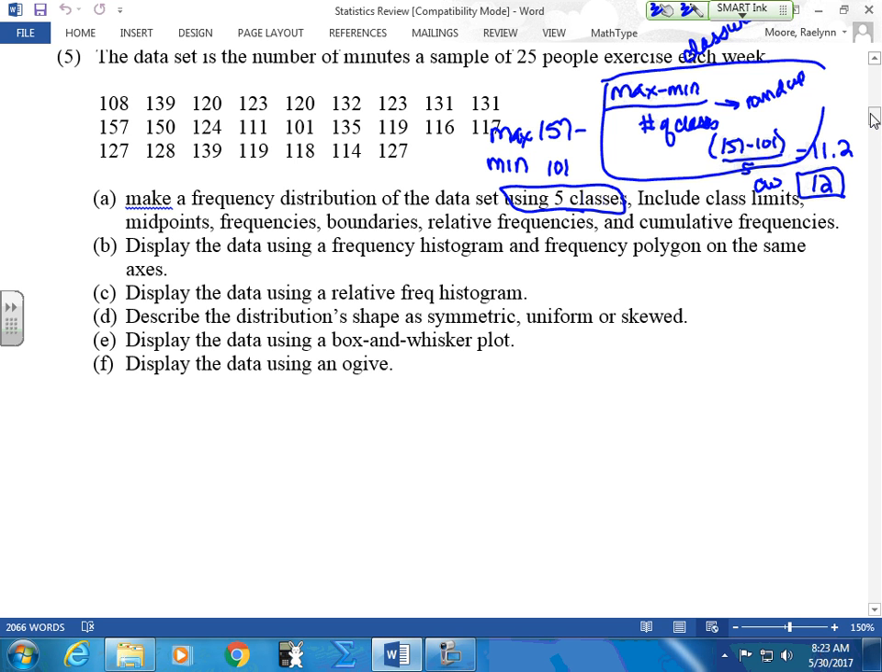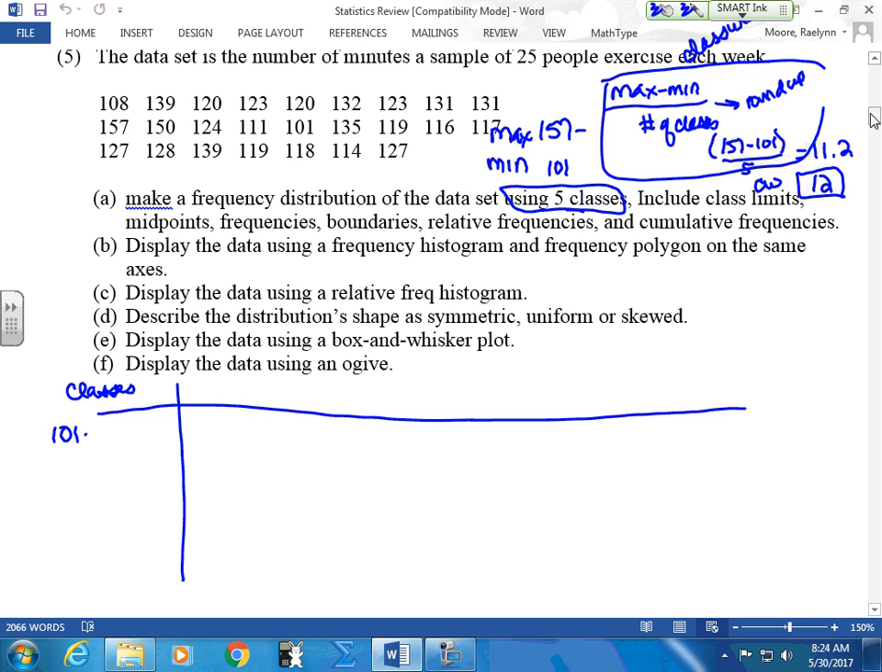Okay, so this is how we start. These are my classes. This is so important that you get this because you're going to see one of these graphs on your final, and you're going to have to make the table. So you start with your smallest entry. Your class width, remember this, we added down like this.